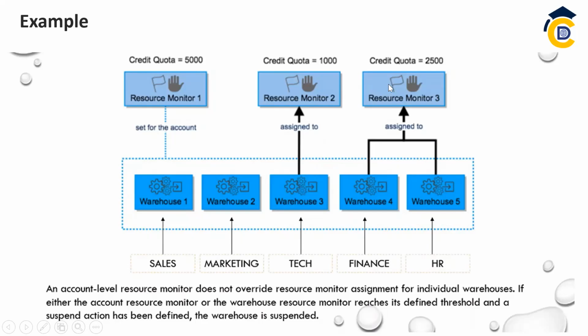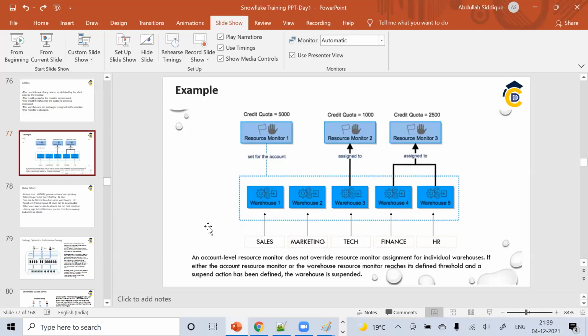And for the third scenario, where you have resource monitor 3 monitoring 2 warehouses, if you have 2500 credit quota, if warehouse 5 consumes all 2500 and warehouse 4 consumes nothing, both of them will get suspended. Okay, so this is how the resource monitors work. So any question? I mean, this is the end. We will create a few resource monitors. So any questions on this?